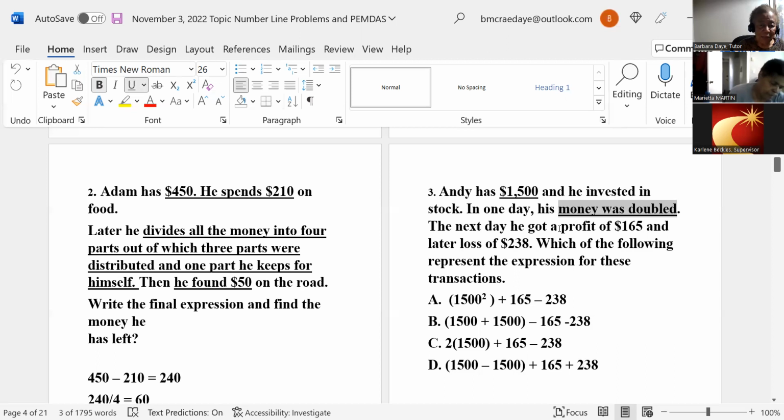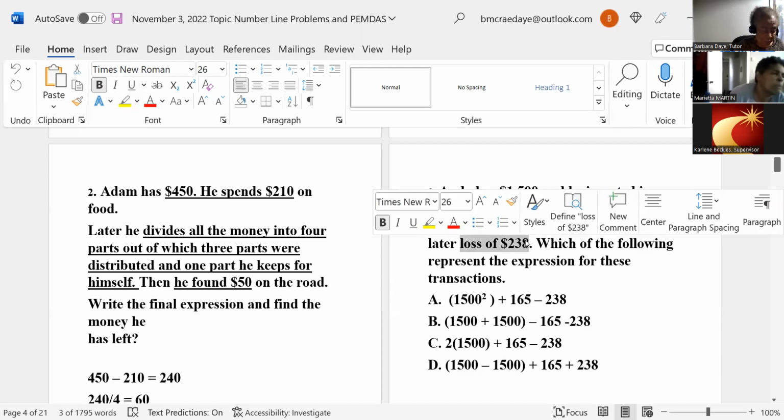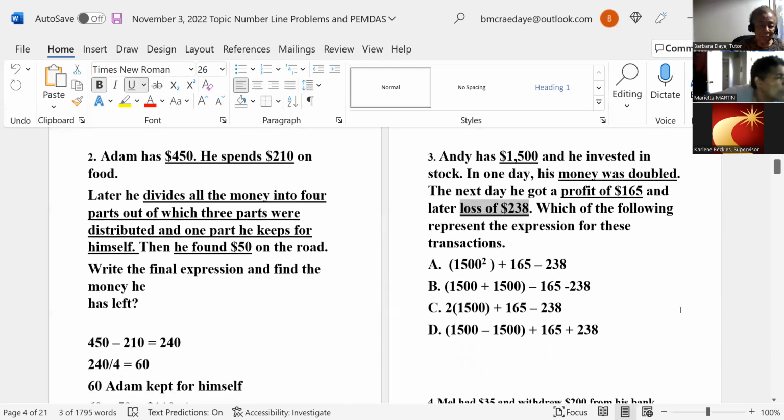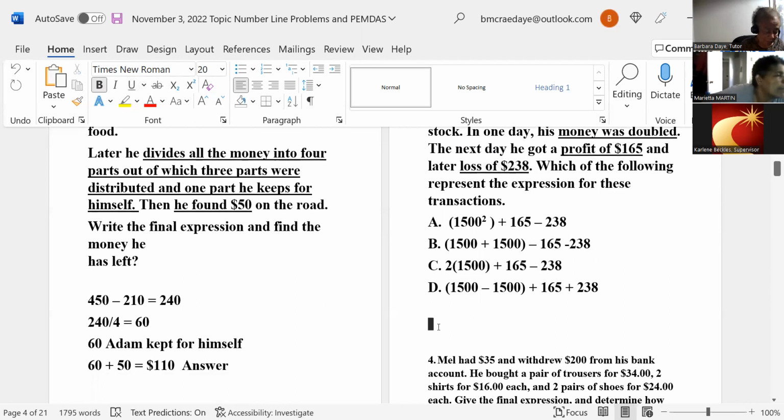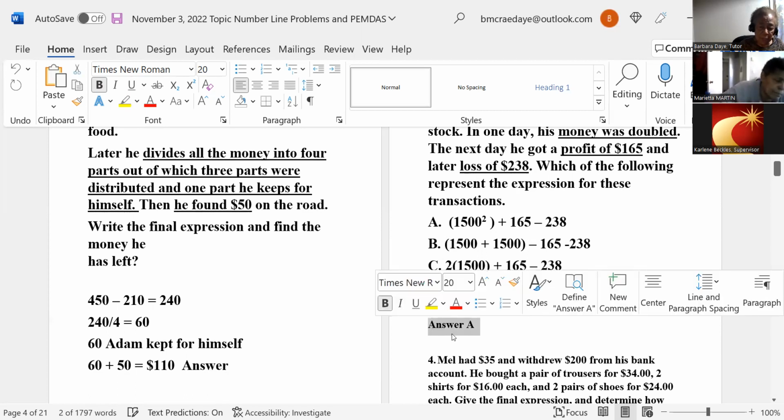Okay, profit of 165, that means you add that, right? So you add the 165 and a loss of 238 means a subtraction, right? So loss of 238, and number 3 is answer A. Very good. Answer A. Okay. So far you're doing great. Now, is that the answer you gave me when I wrote this down?